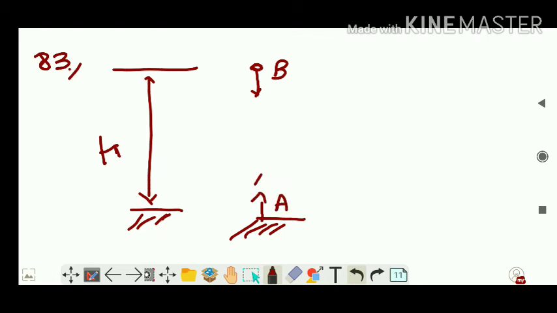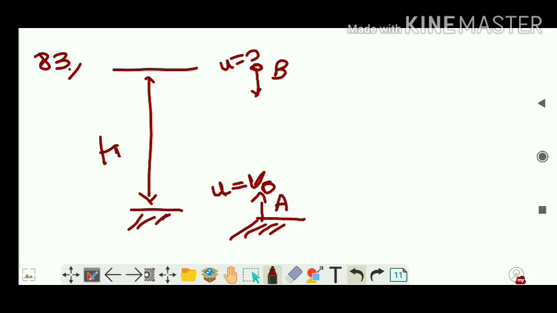Now the thrown velocity is v naught, and you are asked what is the velocity of the thrown ball. B is dropped, so its initial velocity u will be 0. The initial velocity of A is v naught. Clear?